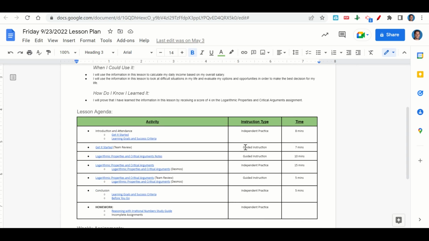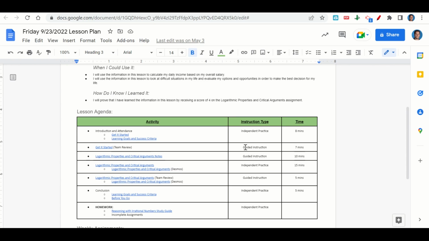Now let's take a look at our agenda for today. We will begin by going over our learning goals and success criteria. While we do that, you'll fill out your Get It Started. Once you've completed your Get It Started, we'll go over it together and answer any questions that you may have. After that, we'll go over the logarithmic properties and critical arguments notes. And then I'll give you time to complete the logarithmic properties and critical arguments assignment on Desmos. Once you've completed the assignment, we'll go over it together and answer any questions that you may have.